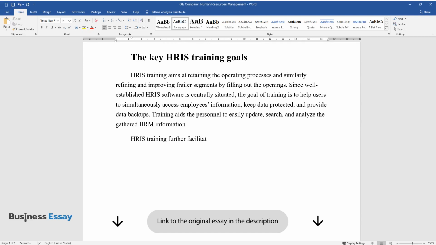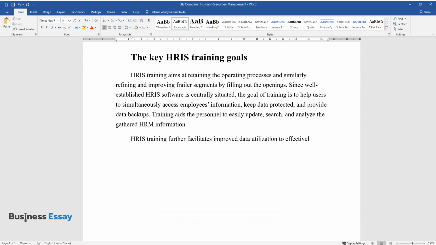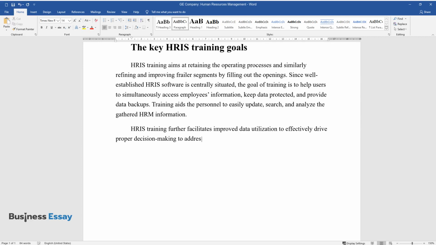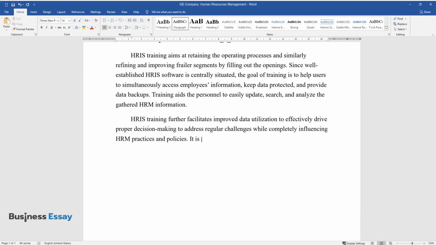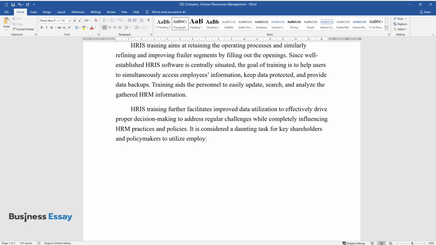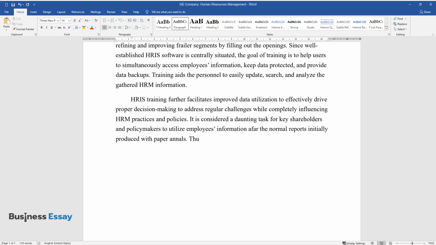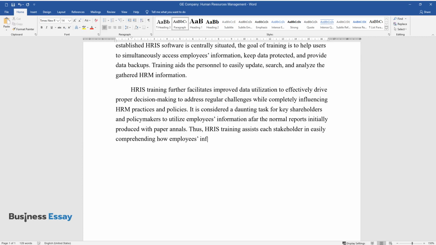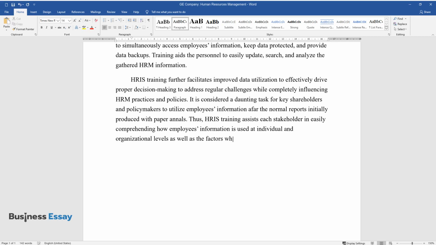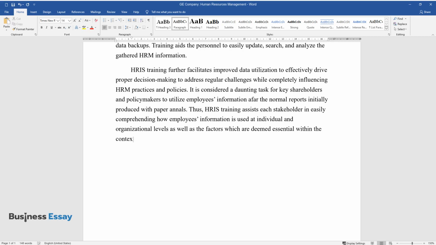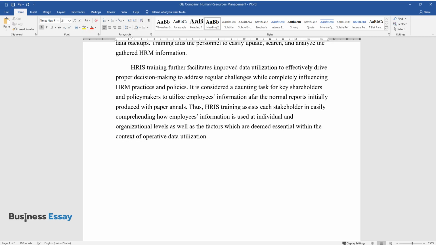HRIS training further facilitates improved data utilization to effectively drive proper decision-making to address regular challenges while completely influencing HRM practices and policies. It is considered a daunting task for key shareholders and policymakers to utilize employees' information beyond the normal reports initially produced with paper annals. Thus, HRIS training assists each stakeholder in easily comprehending how employees' information is used at individual and organizational levels, as well as the factors which are deemed essential within the context of operative data utilization.